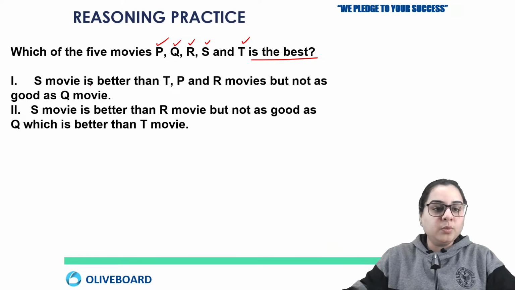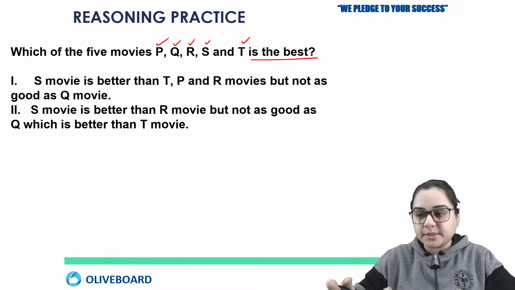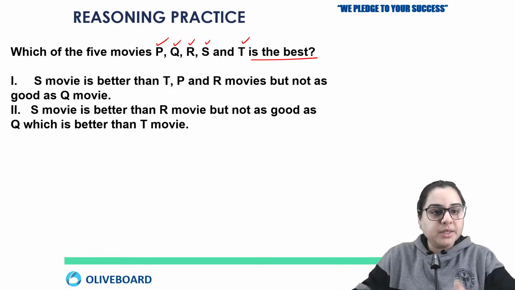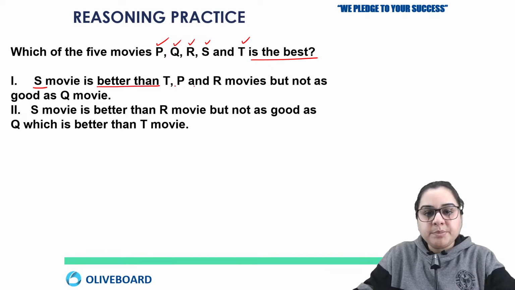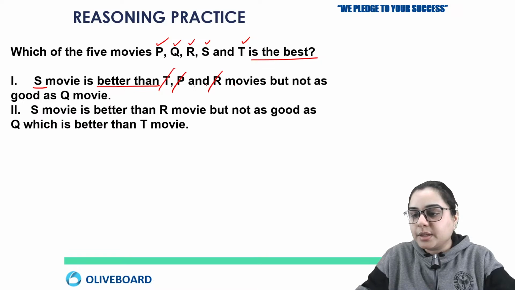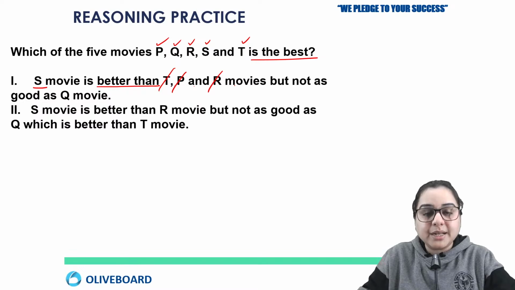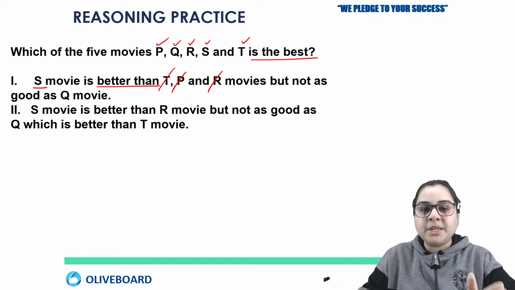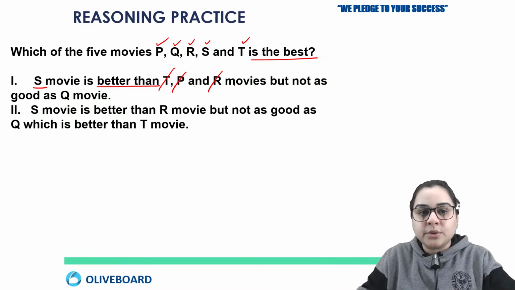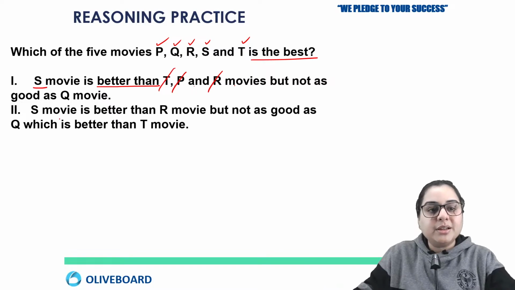Now this alone, statement 1, just by looking at the information, we can get the answer to which is the best, right? Because here S movie is better than T, P and R. So T, P and R cannot be the best. Kavya, see, if S is better than T, P and R, then out of S, T, P and R, S is the best. But we are left with Q.